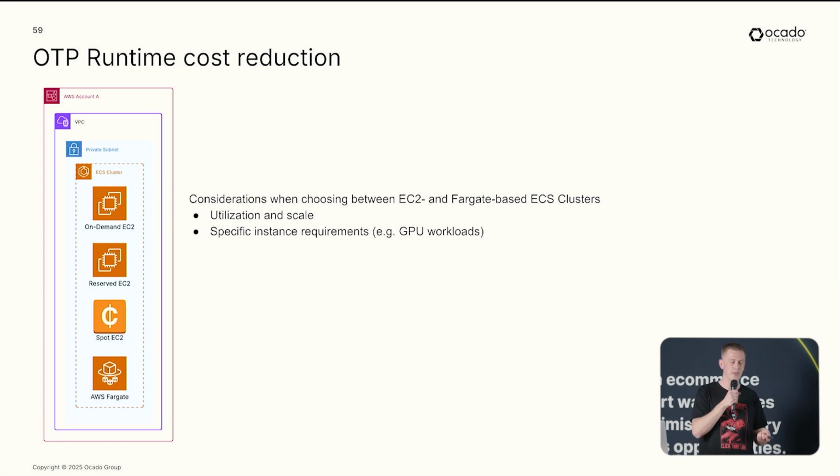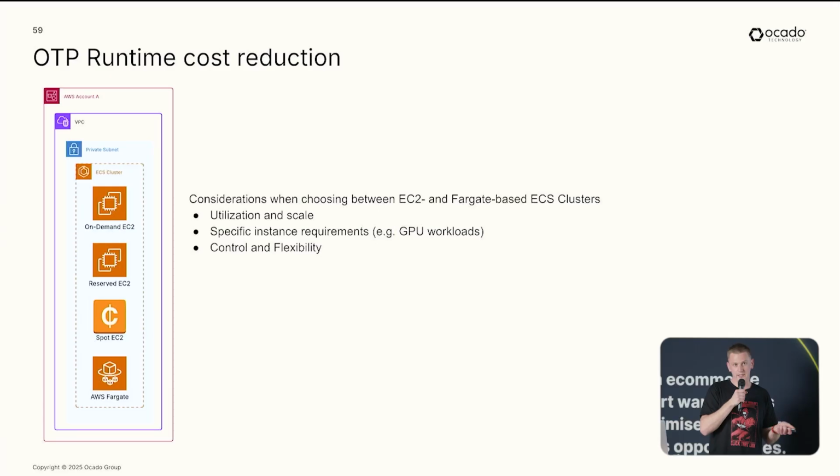So for example, if your workloads require GPU, then you're stuck with EC2. With Fargate, which is a serverless version, you don't have any influence over the underlying platform. The only thing that you can specify is the number of vCPUs that you want to allocate to your containers and the amount of memory.